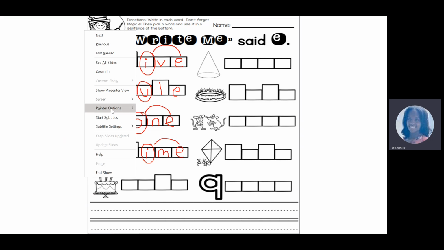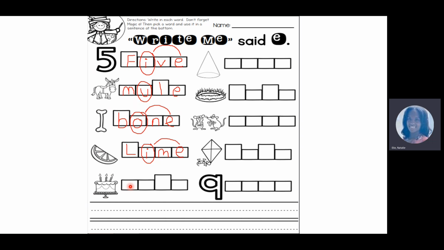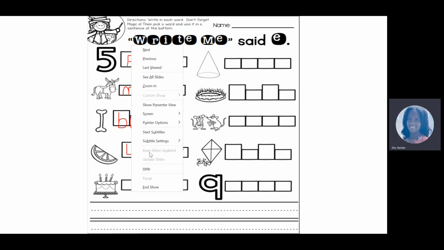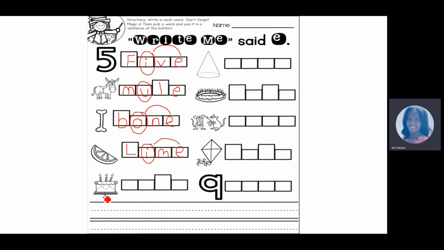Lime. Our next word is cake. Cake. That is part of the ake word family that we have learned in class. Cake. That A is saying A. So when a vowel is saying its own name, we know that there's a magic E giving it some powers.